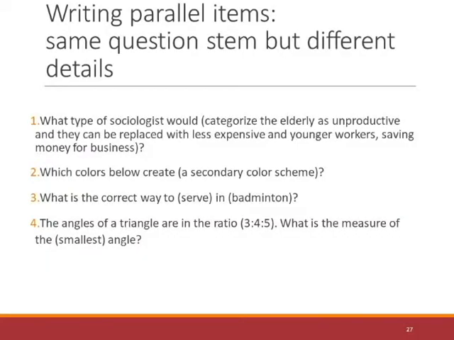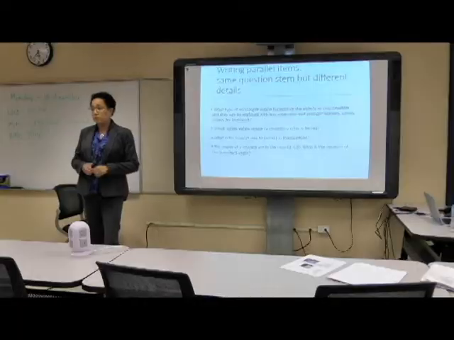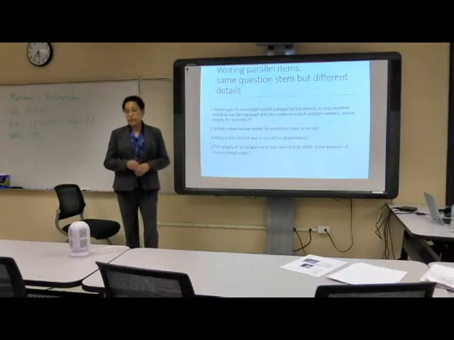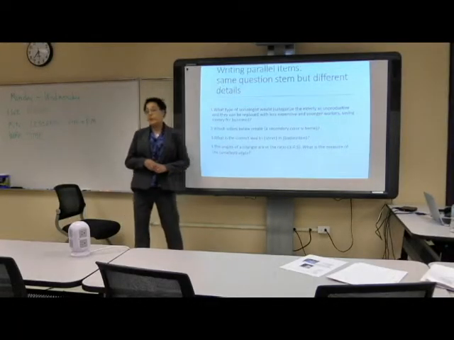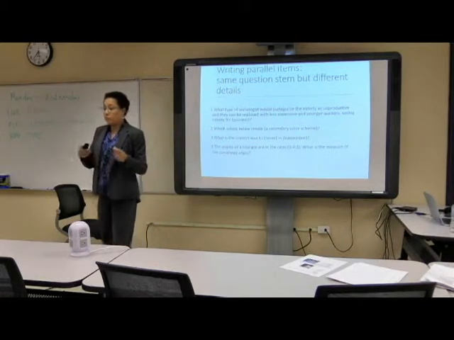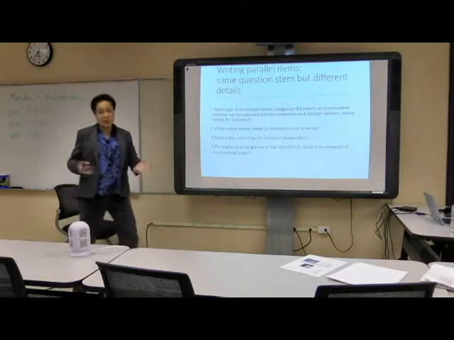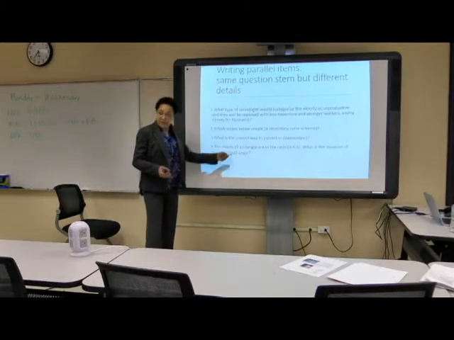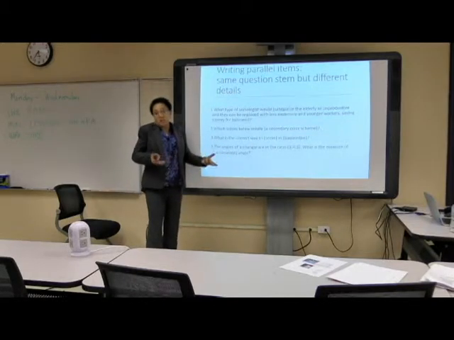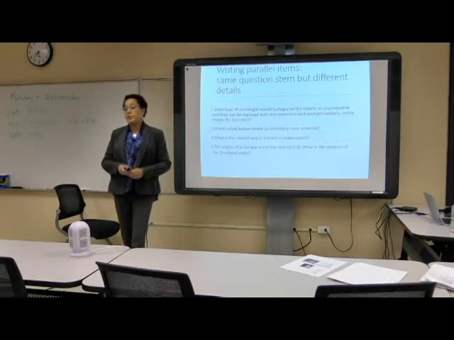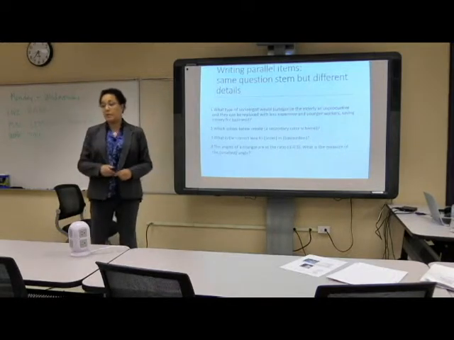The angles of a triangle are in the ratio 3-4-5. What is the measure of the smallest angle, largest angle, the angle in between? Change it from a 3-4-5 triangle. Change the details of the question. It's the same thing, same standard, same depth of knowledge, we just change the details. Students should still be able to answer it if they have really mastered that standard.